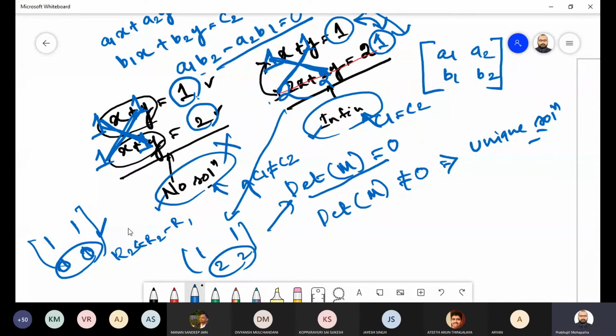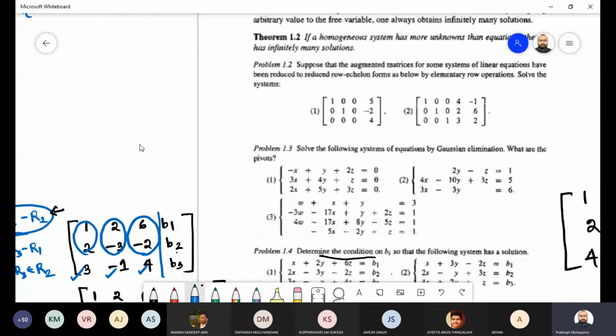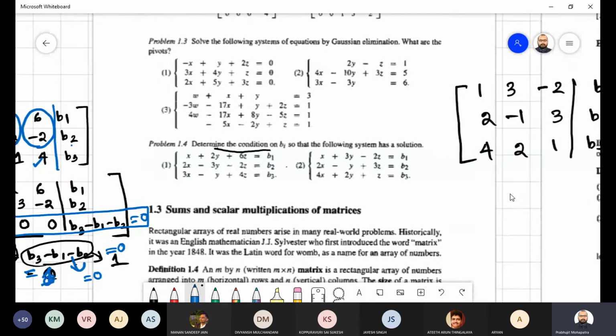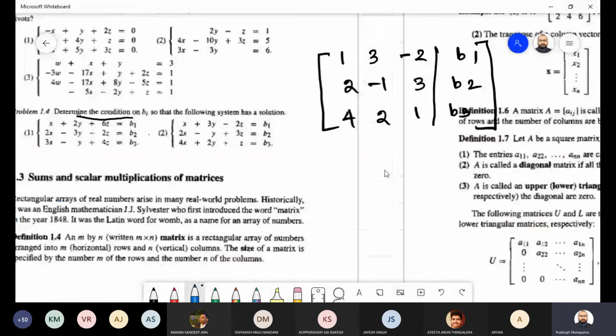Understanding or not? So here, there is one problem. You are going to get those theorems in the next chapter. If the determinant is not equal to 0, then you have a unique solution. So for this matrix, you check what the determinant is.